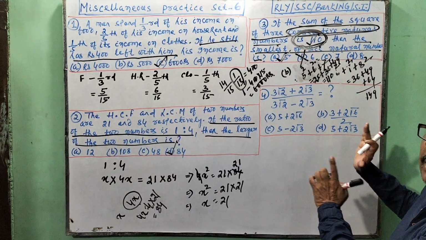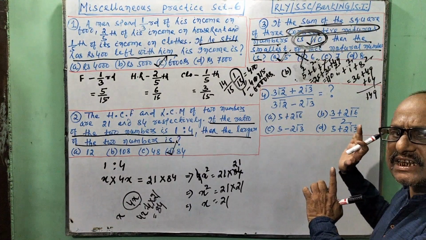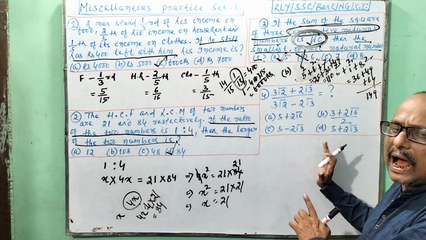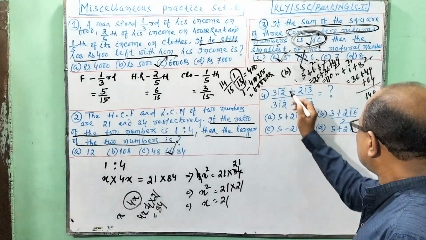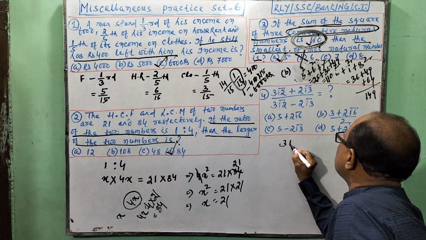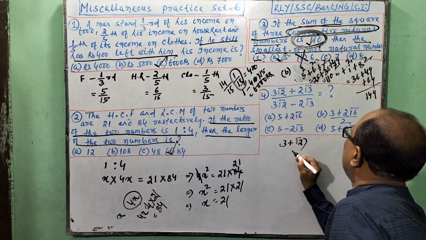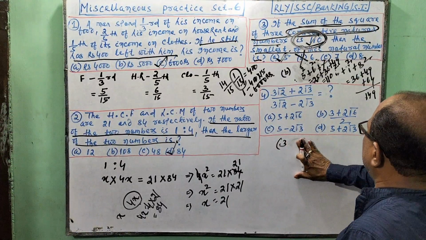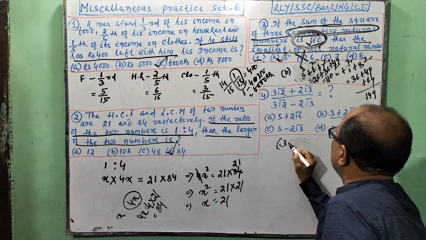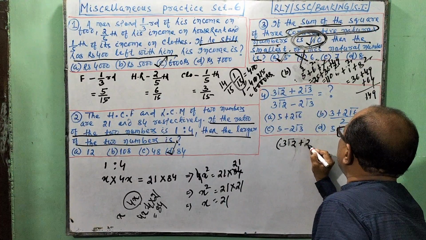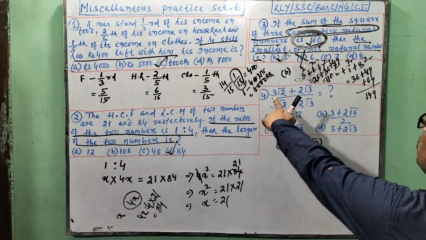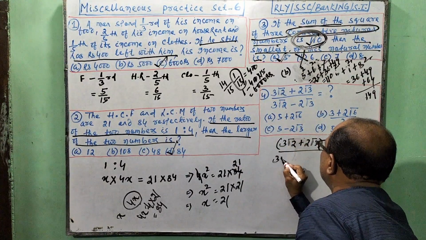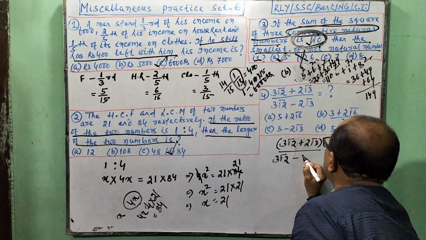This question, particularly, for the exam, one question must come. It is a good question. How to solve? Look. The question is (3 plus root 2) whole, with numerator 3 root 2 plus 2 root 3, and denominator 3 root 2 minus 2 root 3.